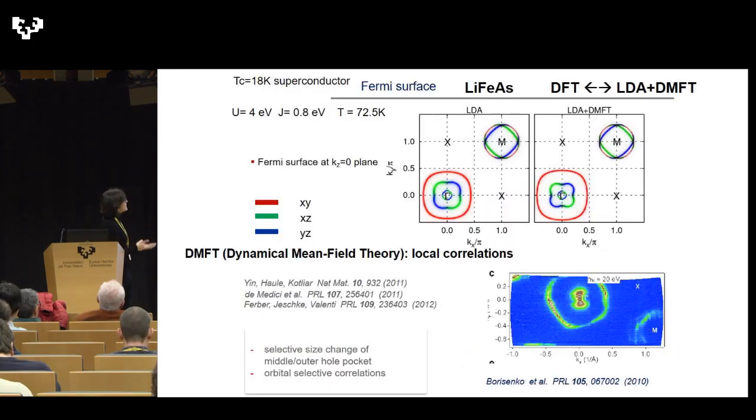For instance, if you combine LDA plus DMFT, here I'm showing the comparison. You see indeed this effect: by introducing these correlations within this description and taking care of what we call the double counting effects, you do see this shrinking of the inner hole pocket. And what is important is that the orbital selective correlations are very well taken into account. But you see still there is not a very good agreement with the experiment.